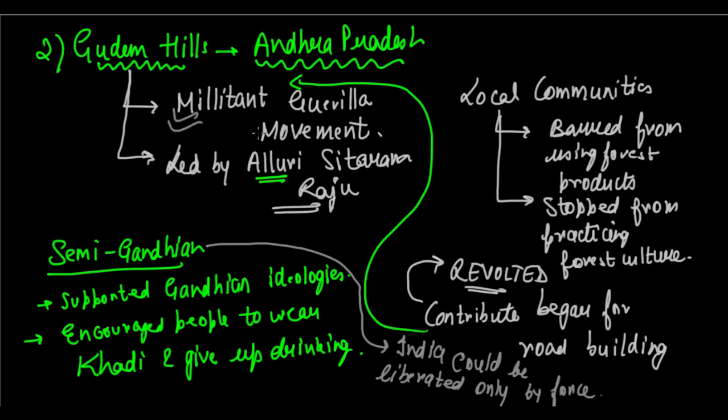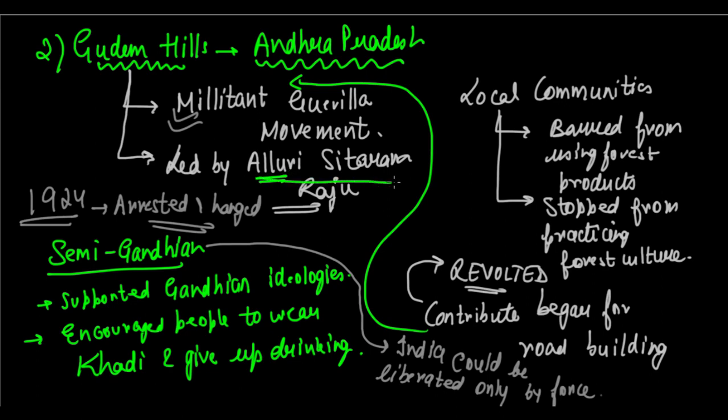They attacked government offices and police stations, they raided them, they attacked police officers, and hence there was a militant guerrilla movement in the Gudem Hills. During 1921, this grew a lot and became very prominent in Gudem Hills. But in 1924, he was arrested and hanged by the British government. Over time, Alluri Sitaram Raju became a folk hero all across this region and in other parts of Andhra Pradesh. I hope this is absolutely clear.